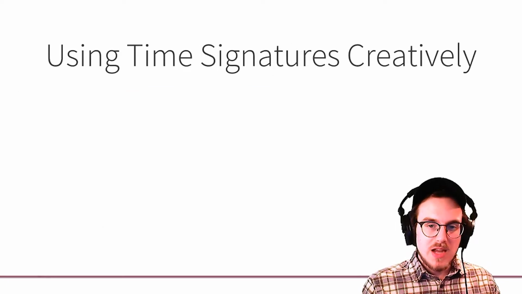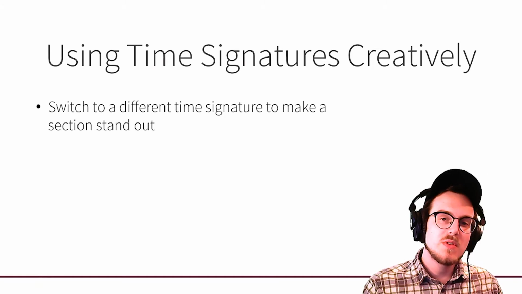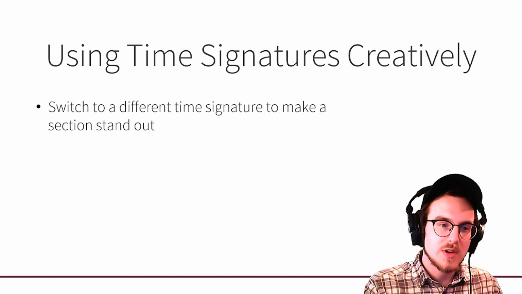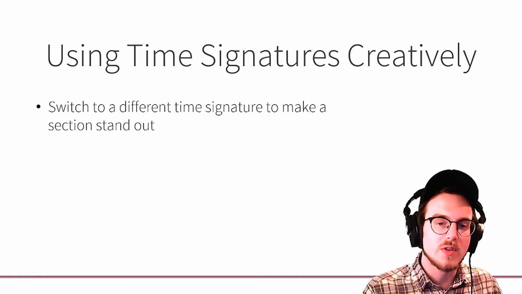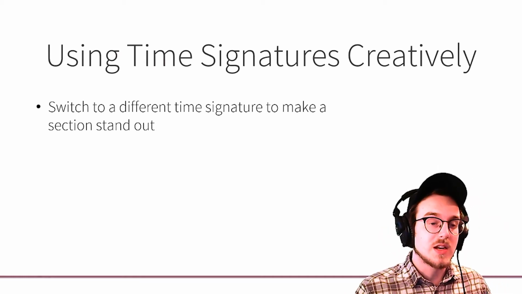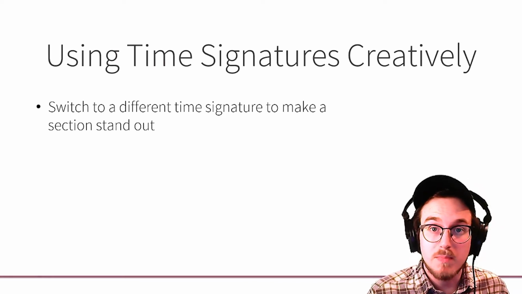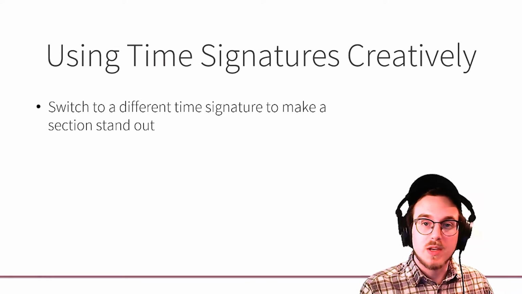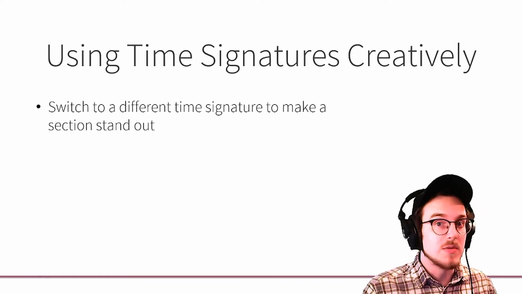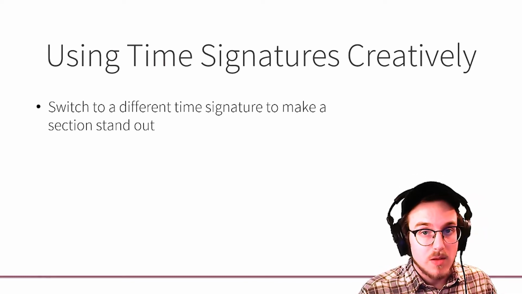Using time signatures creatively gets a little bit trickier. There's a few things that I pulled out here that I like to do that can really make good use of a different time signature. One of these is to switch to a different time signature to make a section stand out. So if your whole song is in 4, maybe you want the bridge to really, really pop. And so for the bridge, you make a switch. You jump to 6/8. Maybe even go to an odd time signature like a 5/8 or something that we'll talk about in a second.